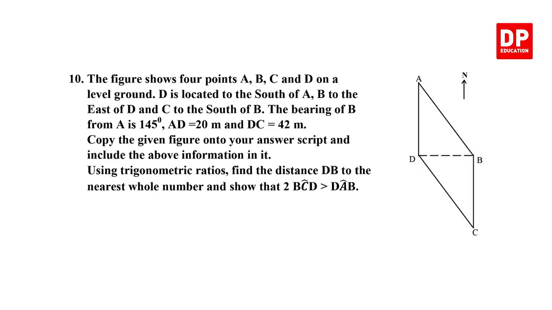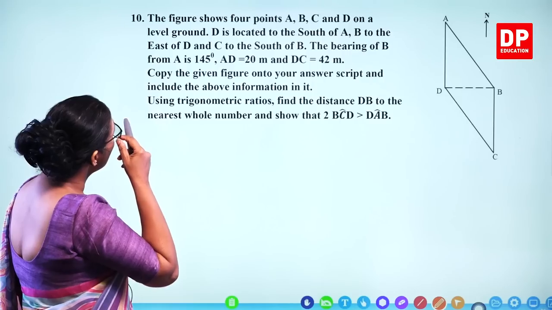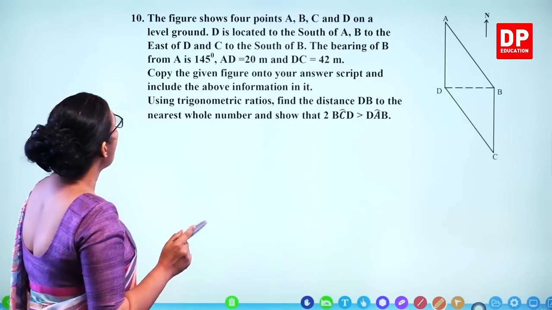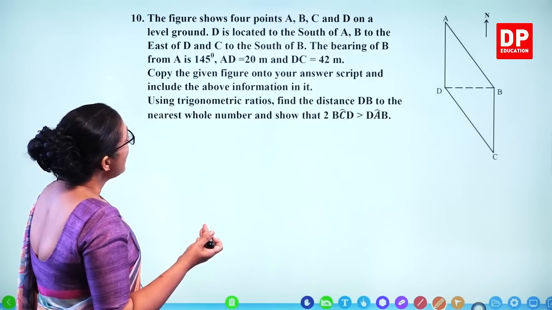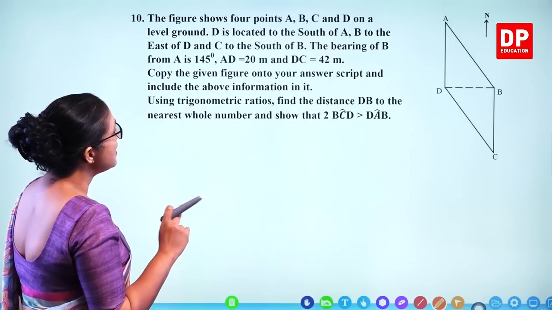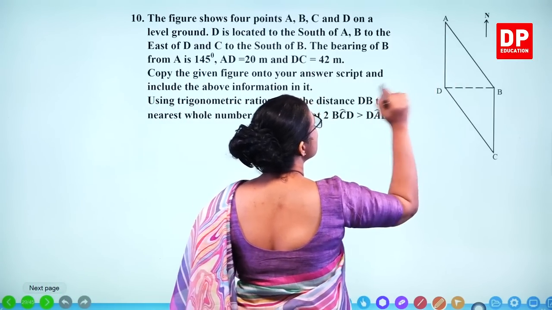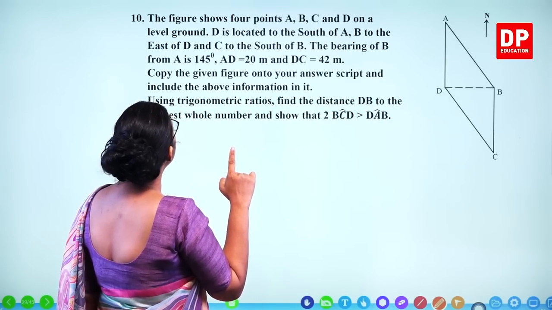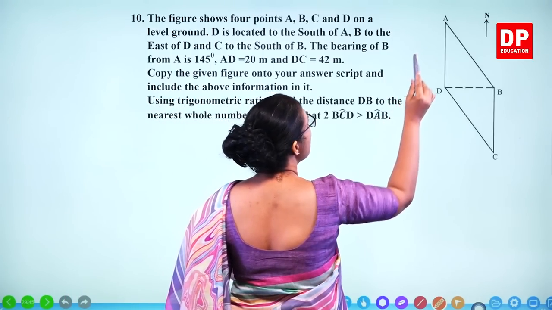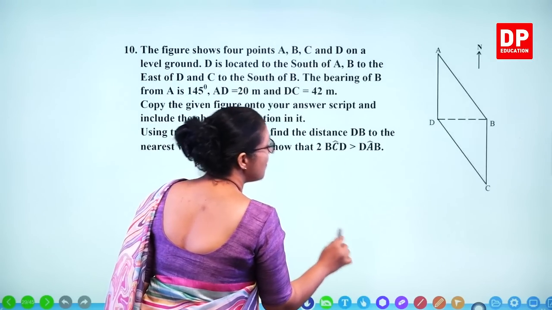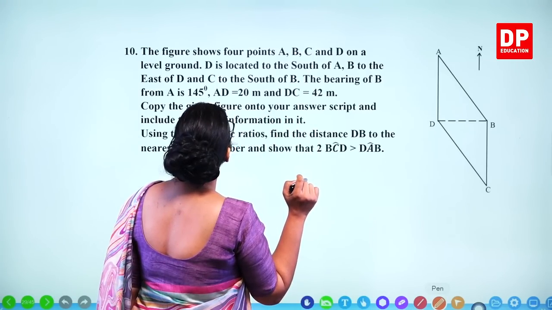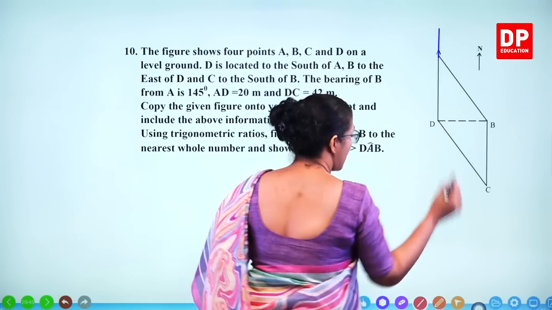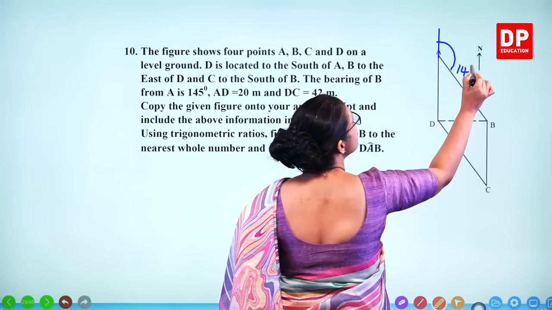Let's do question number 10. The figure shows four points A, B, C and D on a level ground. D is located to the south of A. So this is north, so this is south. That means this is the vertical line. The bearing of B from A is given as 145. So that means when you extend this line here, this is the bearing. 145 is given here.